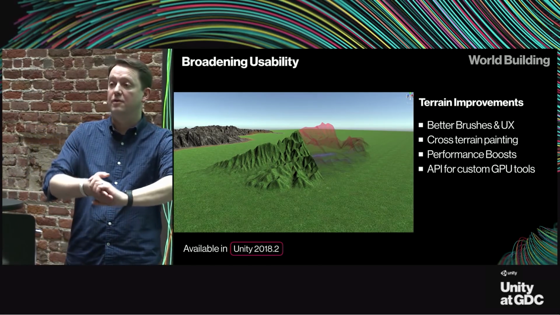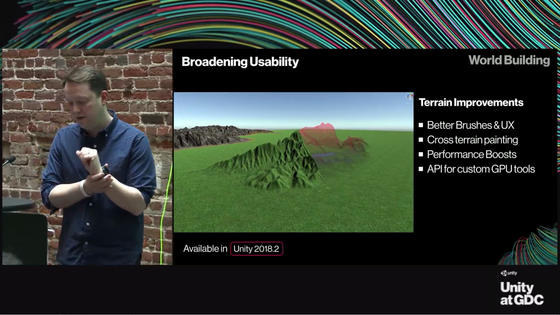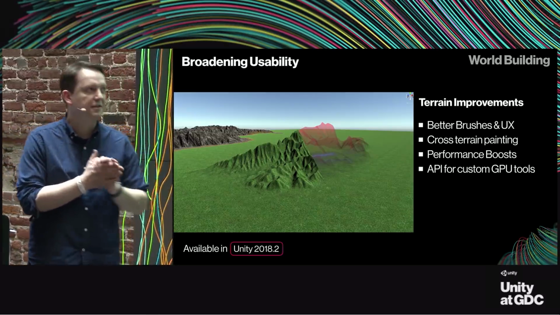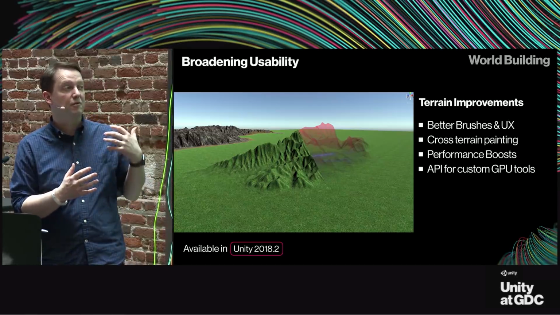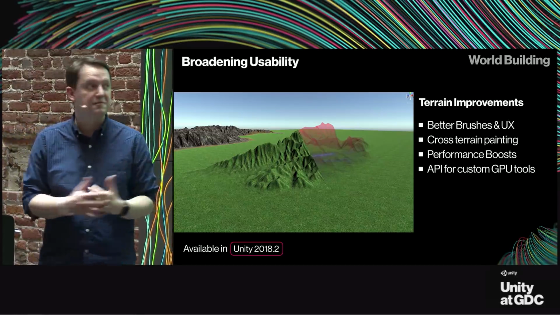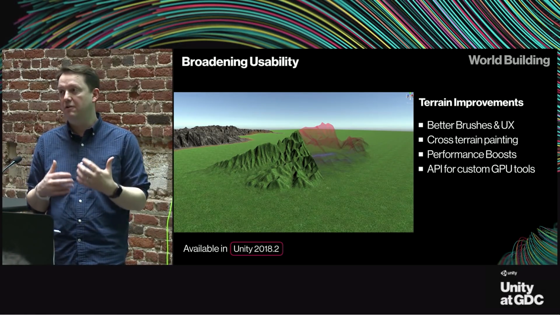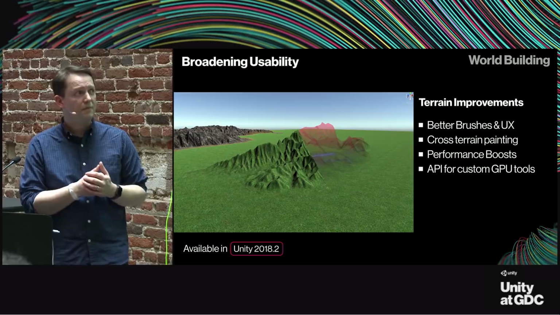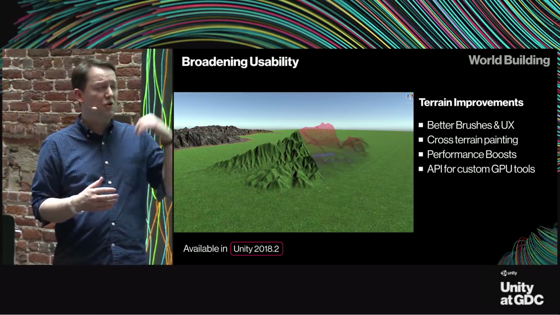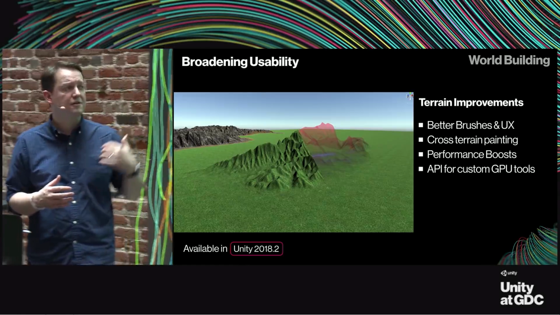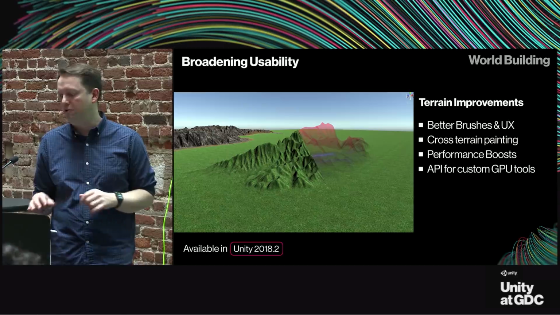Terrain. So in this world-building context, our terrain system has been a little neglected, I will say, and I'm very pleased to announce that this is the year it gets its major update. One of the first things we did was actually look at the performance of the terrain. So there are some really big performance boosts there, a huge reduction in the number of GC allocs, and I think like a doubling of raw CPU performance.